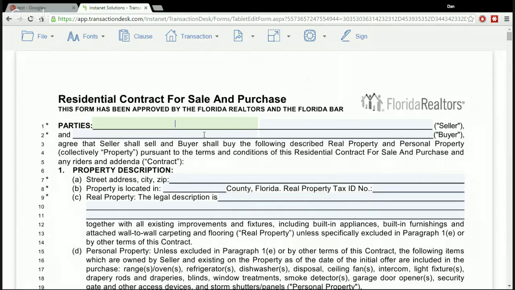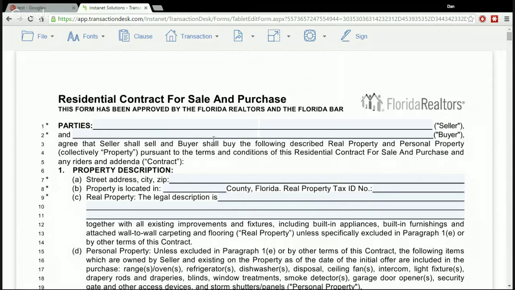Same with the buyers. Your buyers are your buyers. You know who they are. If both the husband and wife want to be on the deed, put both the husband and wife on the contract. If both the husband and wife want their middle initial to be reflected on the deed, on title, use their middle initials in the contract. Maybe just the wife's going to be on the loan and the husband is not.